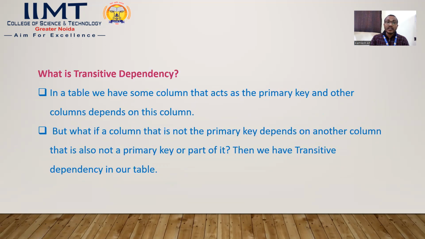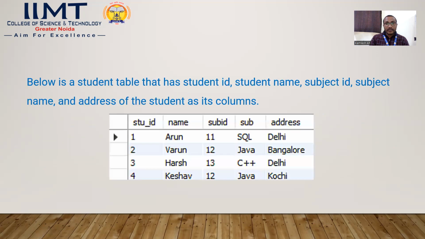Okay. What is transitive dependency? In a table, we have some column that acts as the primary key and other columns depend on this column. But what if a column that is not the primary key depends on another column that is also not a primary key or part of it? Then we have transitive dependency in our table.